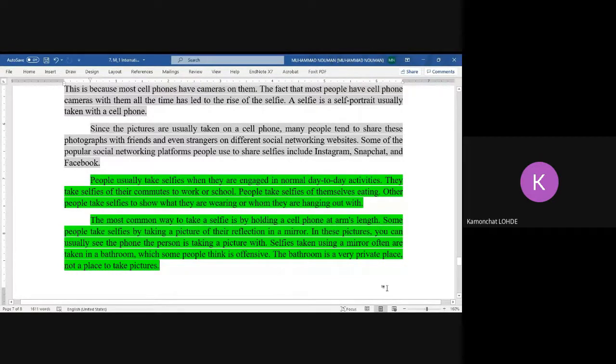People usually take selfies when they are engaged in normal day-to-day activities. They take selfies of their commutes to work or school. People take selfies of themselves eating. Other people take selfies to show what they are wearing or whom they are hanging out with. The most common way to take a selfie is by holding a cell phone at arm's length. Some people take selfies by taking a picture of their reflection in a mirror.